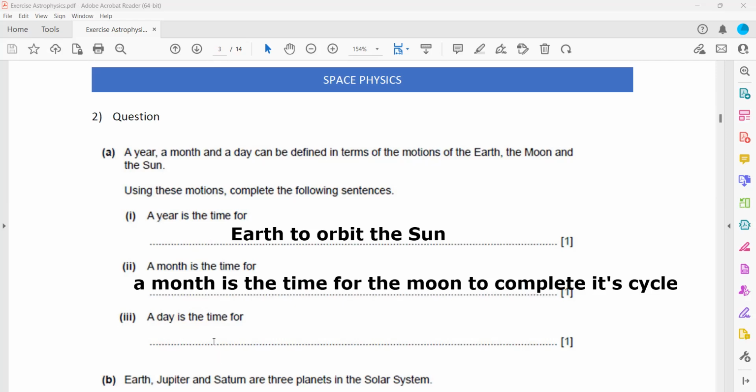What is a day? It is a time for what? Yes, a day is the time for Earth to spin on its axis. That's good. As the Earth spins on its own axis, that is causing a day. So you should know the differences, the reasons as well.